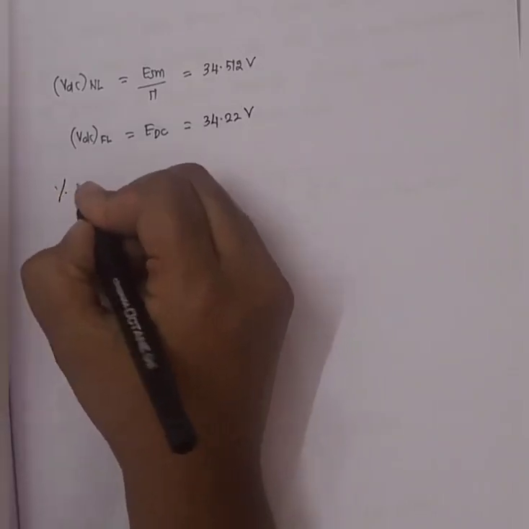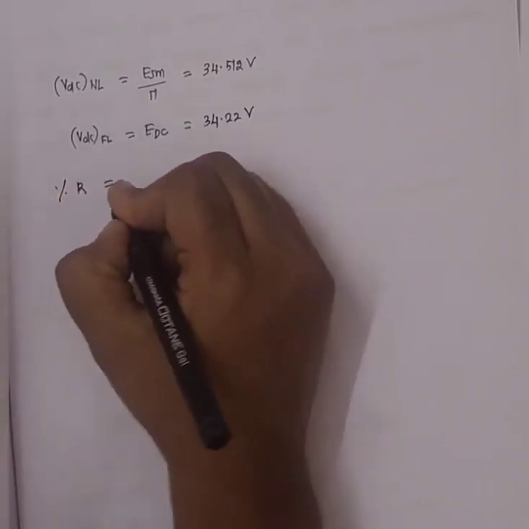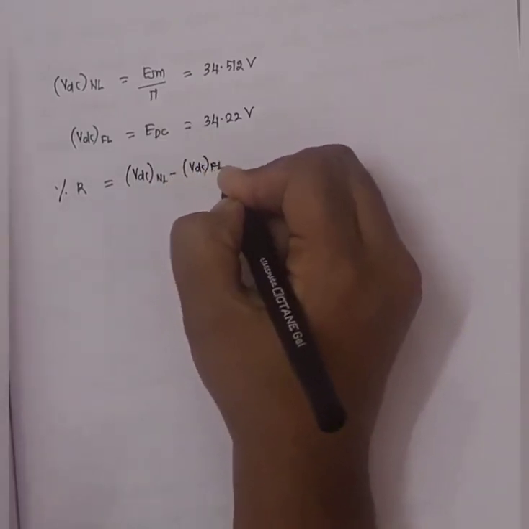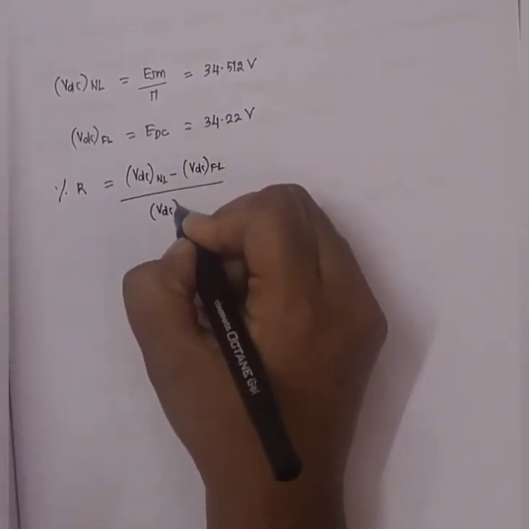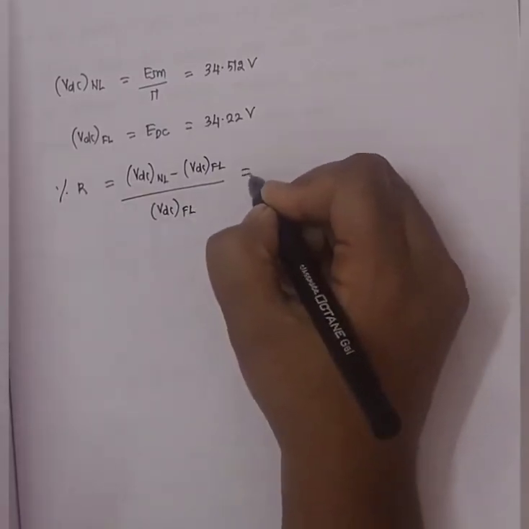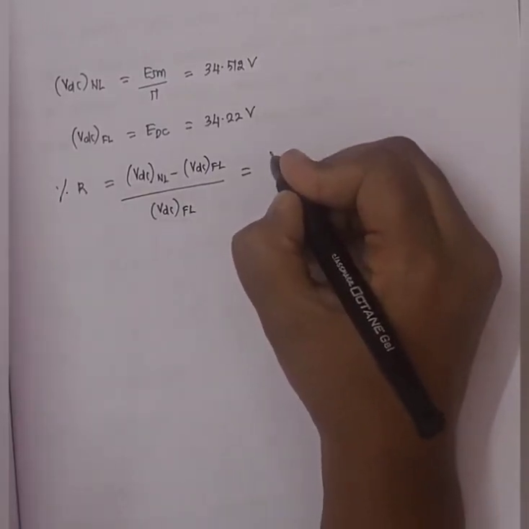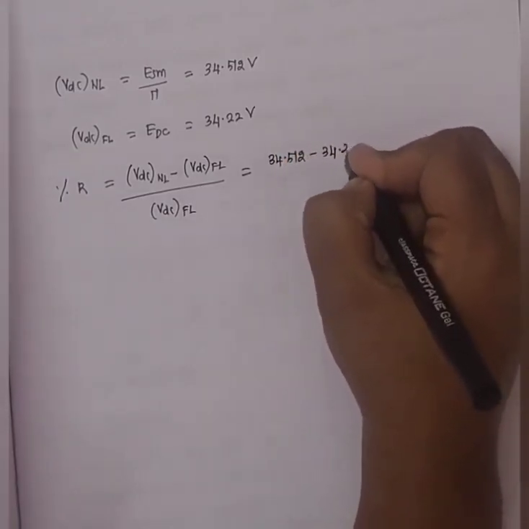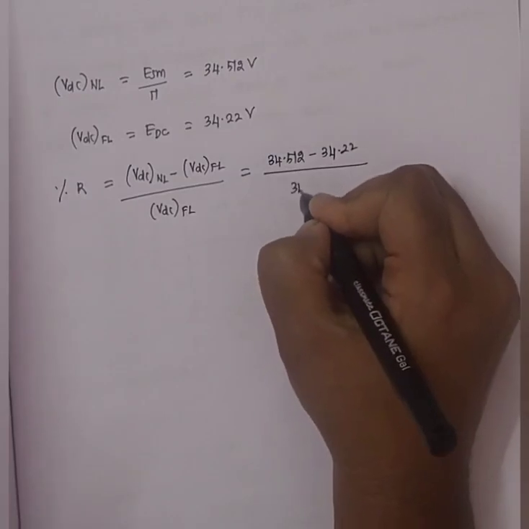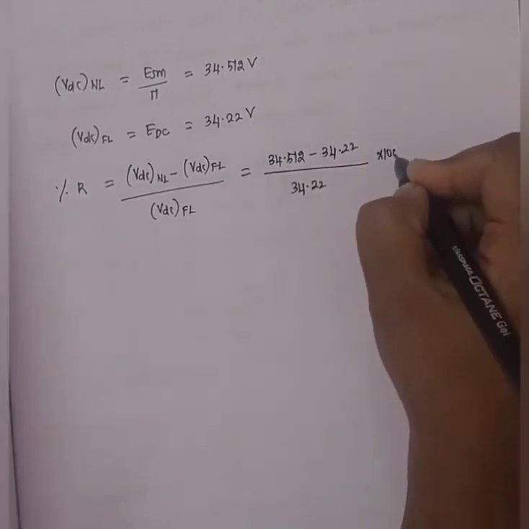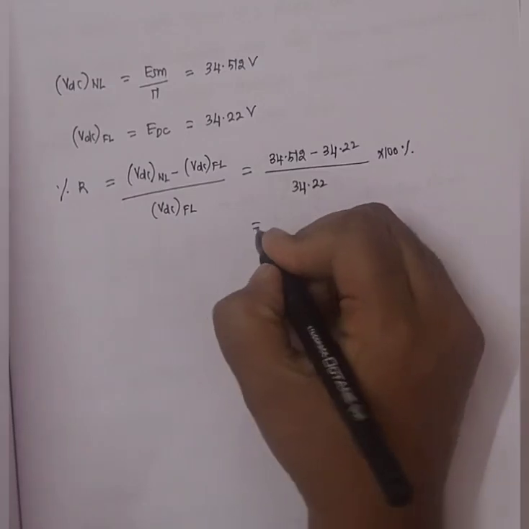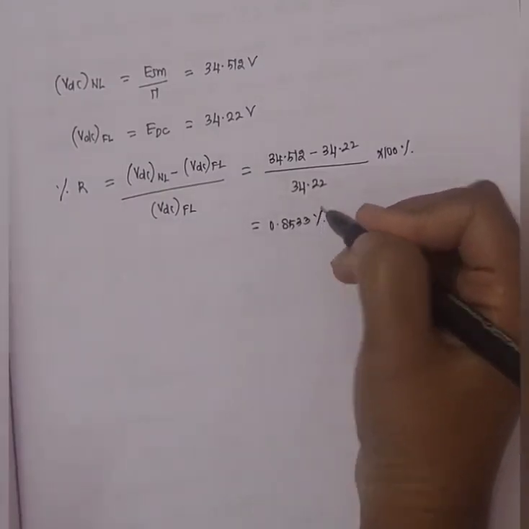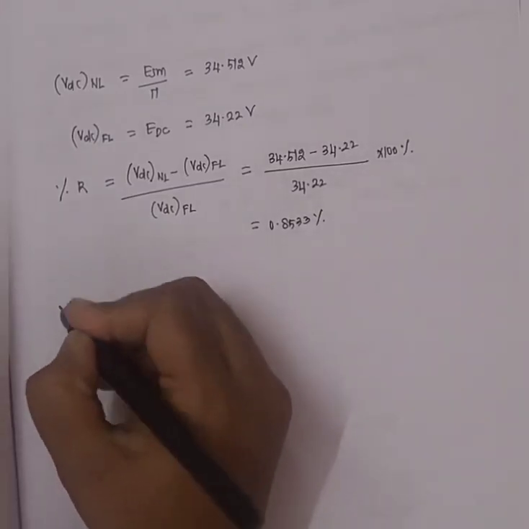So with this we can calculate the percentage voltage regulation, which is VDC under no load condition minus VDC under full load condition, divided by VDC under full load condition. The value of VDC under no load is 34.512 minus 34.22 divided by 34.22 into 100 percentage. Solving this, we will get 0.8533 percentage.